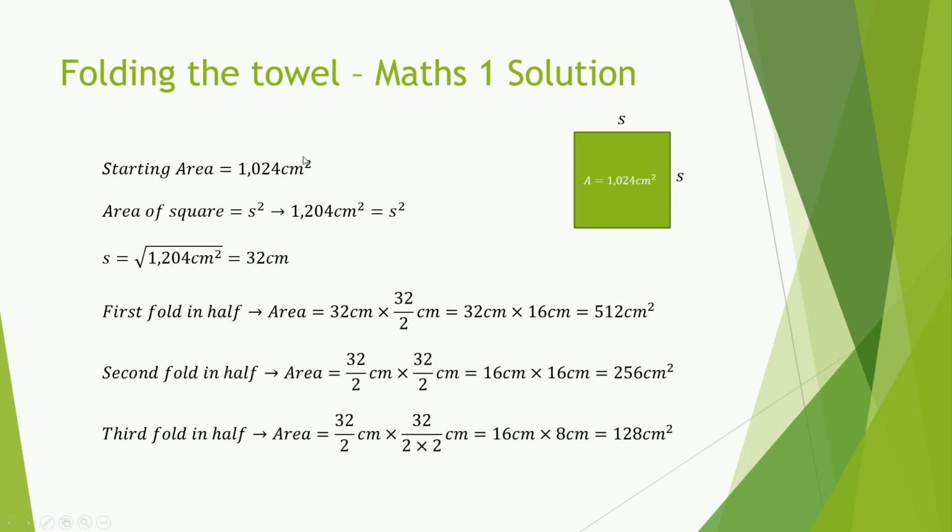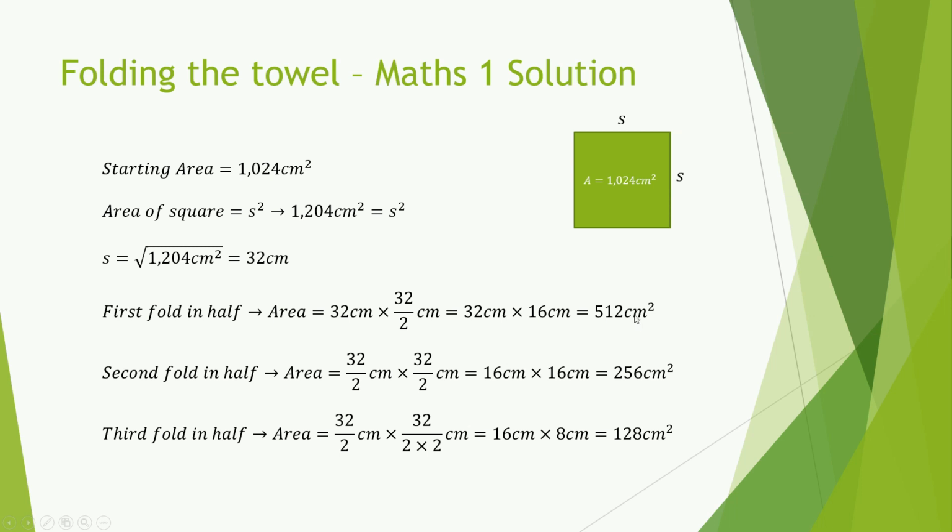Notice here, I've got the starting area. The area of a square is side squared, so 1,024, oops, typo there, don't worry about that. So the area is side squared, get the square root of both sides, you get the length of the side to start. So the square originally is 32 by 32. I fold it once, what it will do is halve the length of a side. So it now becomes 32 by 32 on 2, which is 16, with that area.